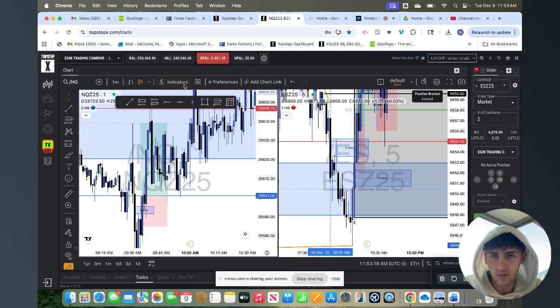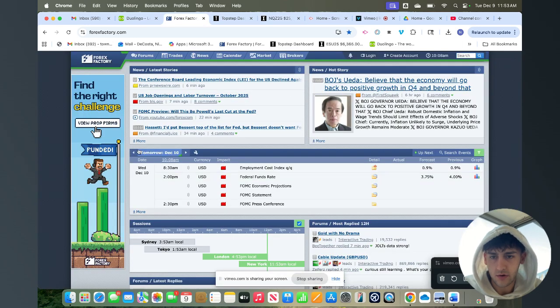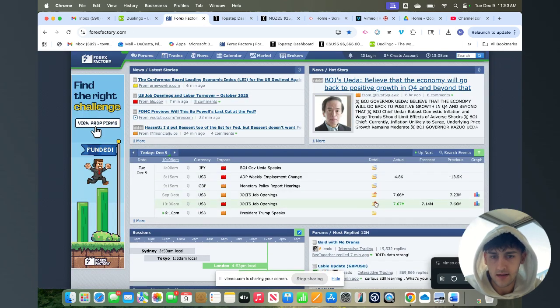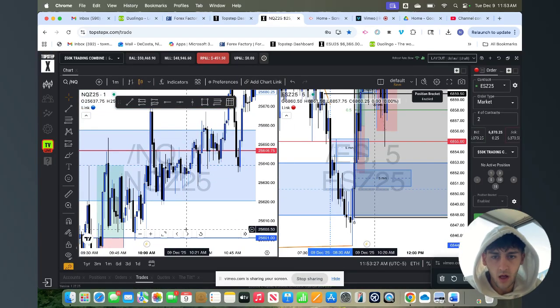So yeah, after we get that inversion, it gets hit. I also wanted to take into account, I was waiting for news to come out at 10 with JOLTS job openings, which ended up becoming bullish. So I'll also break that down.